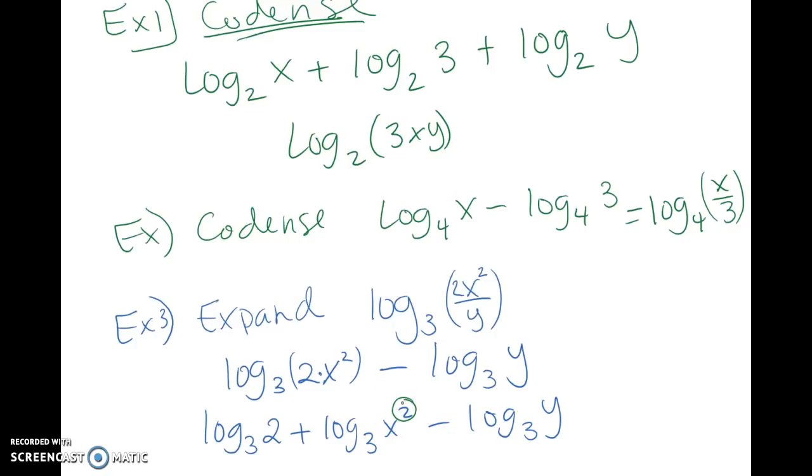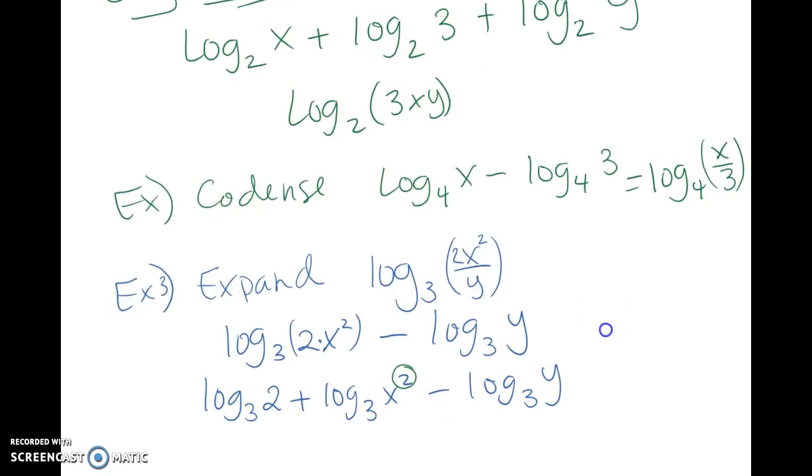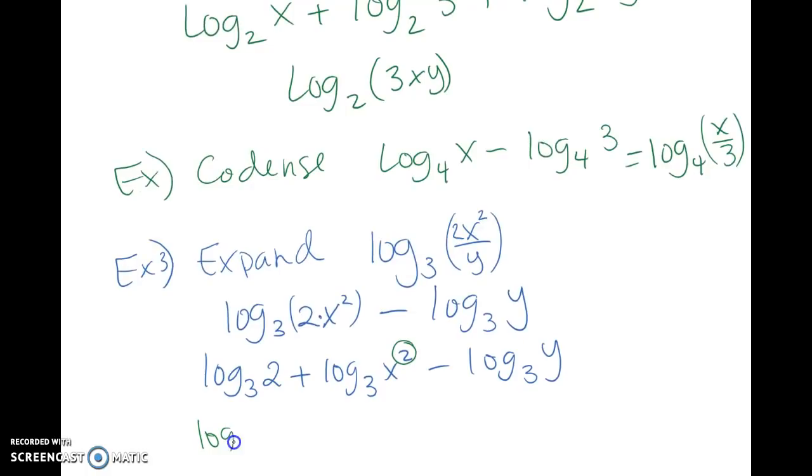And now this exponent, that's the last thing I need to expand. So I have log base 3 of 2. Let me write that a little neater. So log base 3 of 2 plus, and we're bringing this 2 to the front of the logarithm with the x squared. So I'd get 2 log base 3 of x minus log base 3 of y.